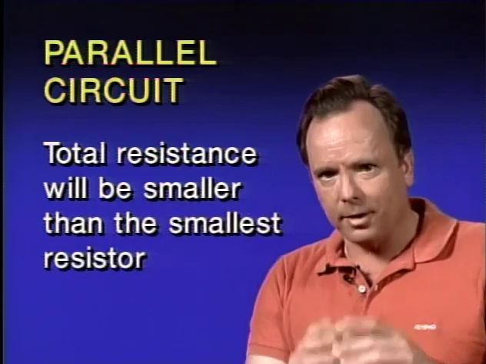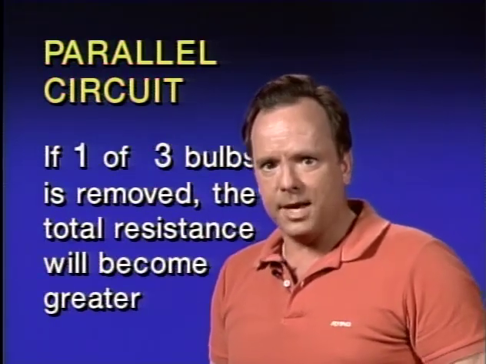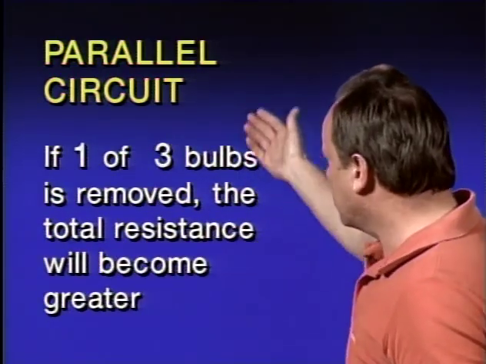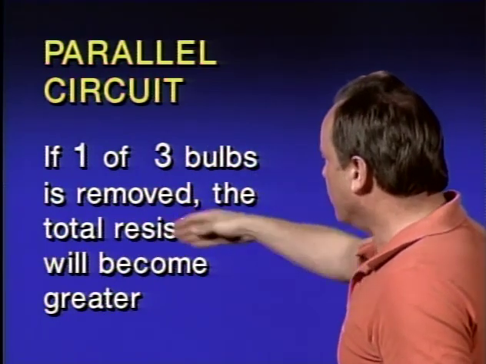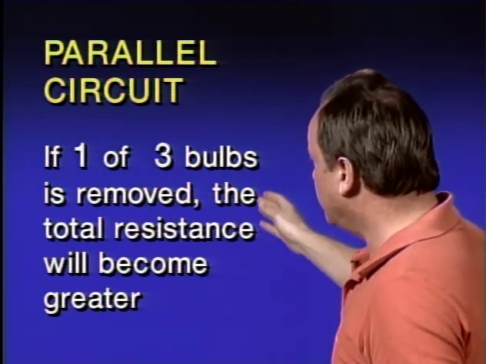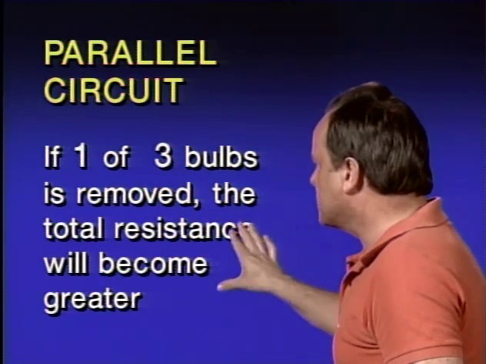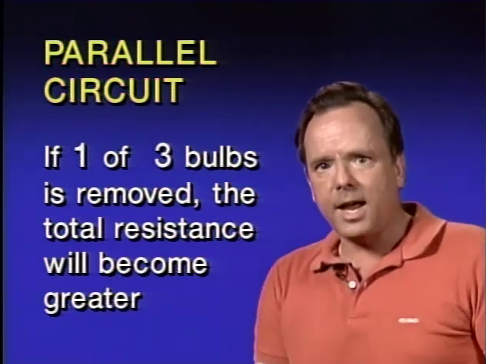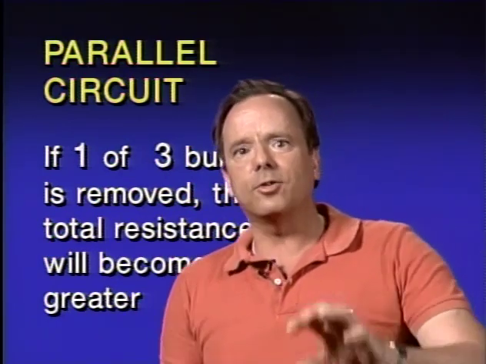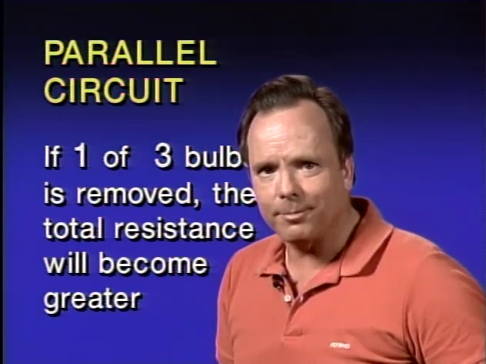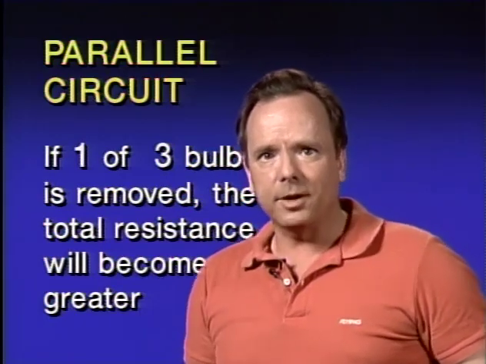There's another thing that it'll tell you, and let's use light bulbs as an example. Let's assume you have a parallel circuit with 3 light bulbs in it, and one of the 3 bulbs is removed. What's going to happen to the total resistance? The answer is the total resistance will become greater, because as you add more resistance, the total resistance becomes smaller. The mathematical formula tells you that.